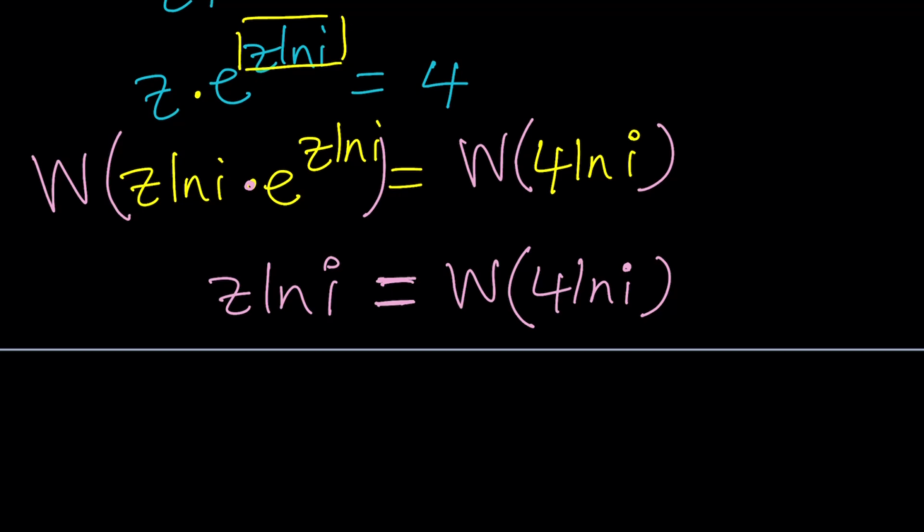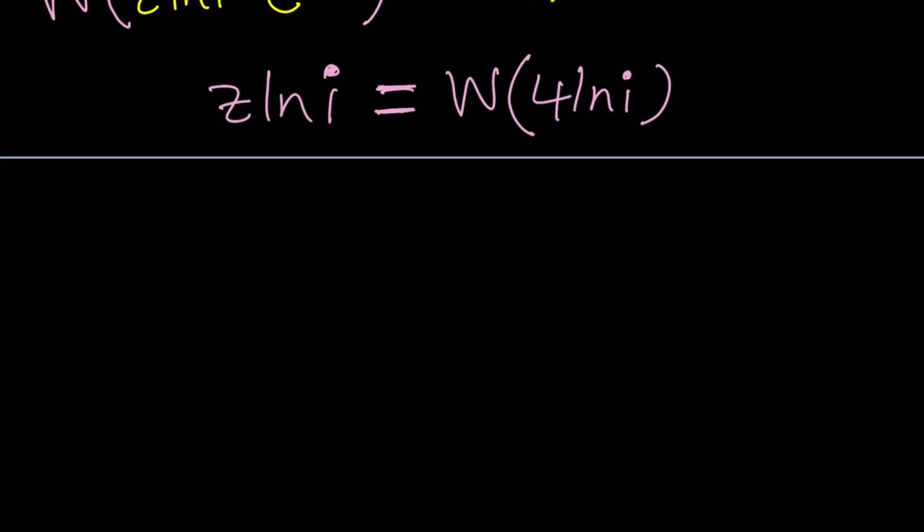I don't know if Desmos can do Lambert's W function. Maybe there's a way to do it. I haven't searched it out. Anyway, so we got this, and we can go ahead and divide by ln i. But before we do it, let's go ahead and simplify this thing. Like, what is ln i, right? What is the log of a complex number?